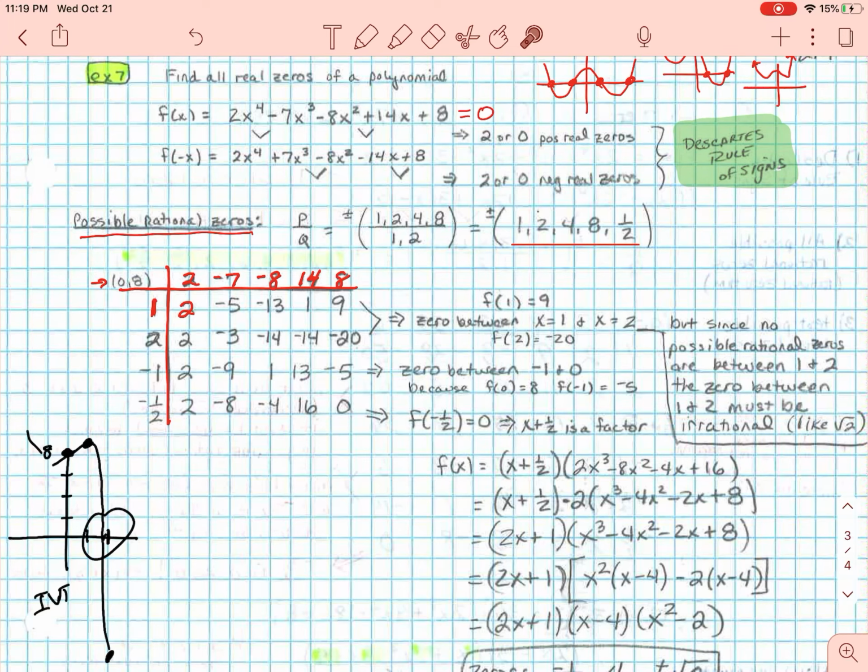I bring down the 2. 2 times -1 is -2, and -7 add up to -9. -9 times -1 is 9, plus -8 is 1. 1 times -1 is -1, plus 14 is 13. And 13 times -1 is -13, plus 8 is -5. Okay? So we know that f of 0 was 8, and now we know f of -1 is -5. So now that means what? There must be a 0 somewhere between 0 and -1.